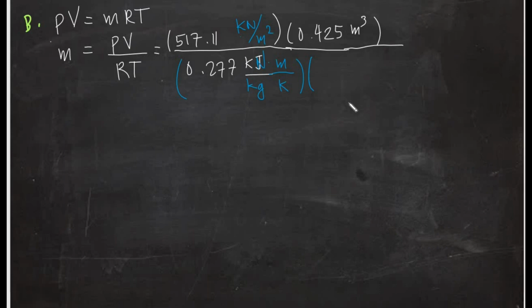And then the temperature is equal to 26.7. So that is not an absolute unit. So 26.7, you need to add 273. Okay, so this is in Kelvin. Let's just examine the unit.